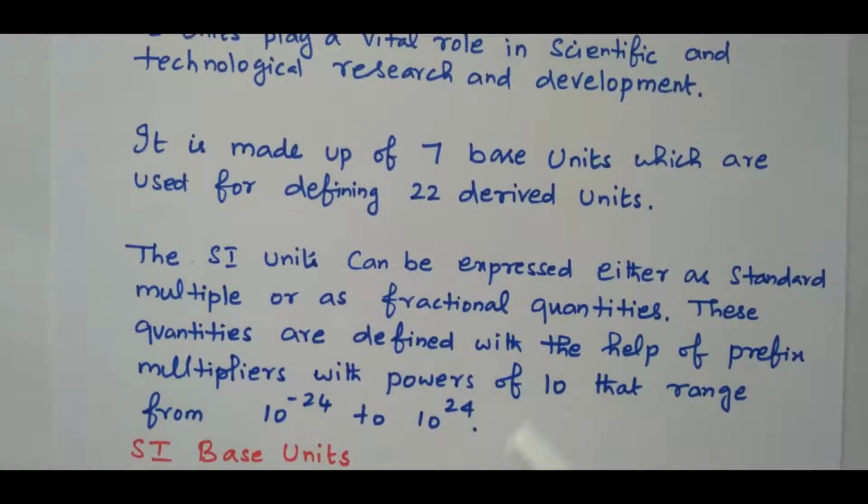This SI unit can be expressed as either a standard multiple or fractional quantities. These quantities are defined with the help of prefix multipliers with the power of 10, ranging from 10 to the power minus 24 to 10 to the power plus 24. So these SI units are represented as standard multiple or fractional quantities, that is, power of 10 on both sides, negative as well as positive, 10 to the power minus 24 to 10 to the power plus 24.